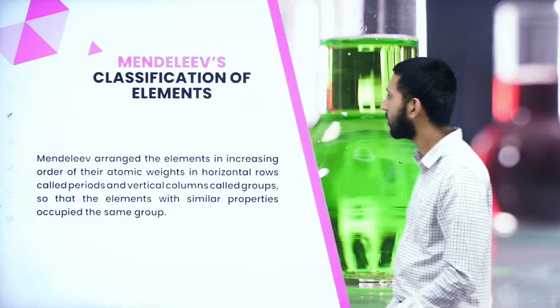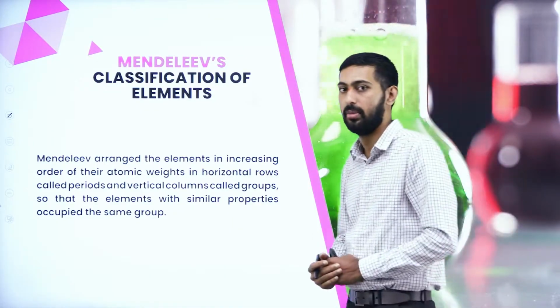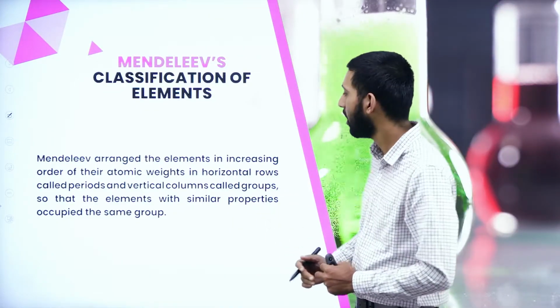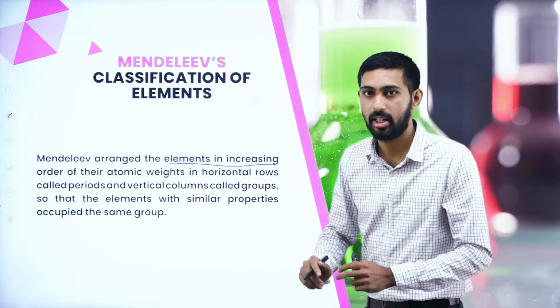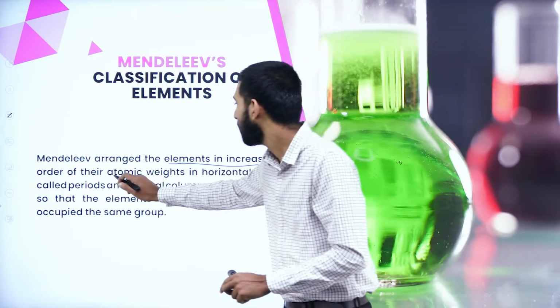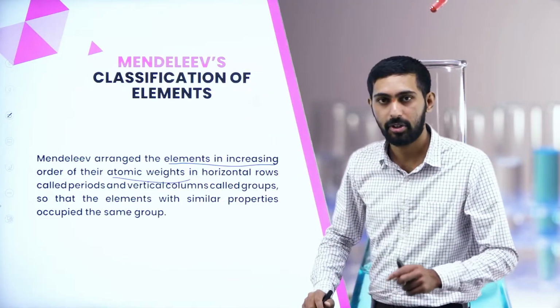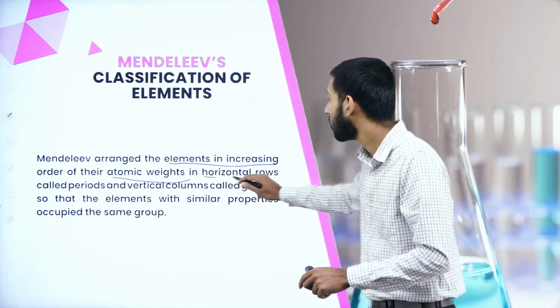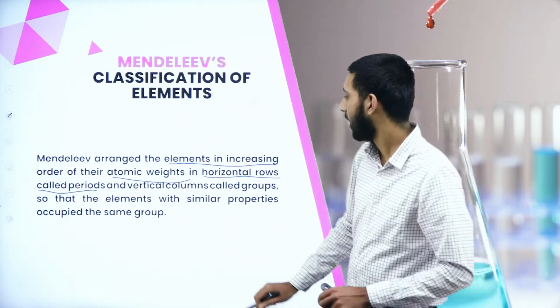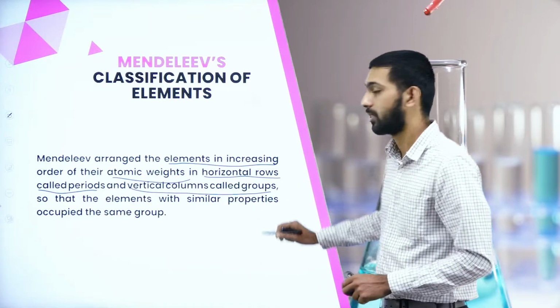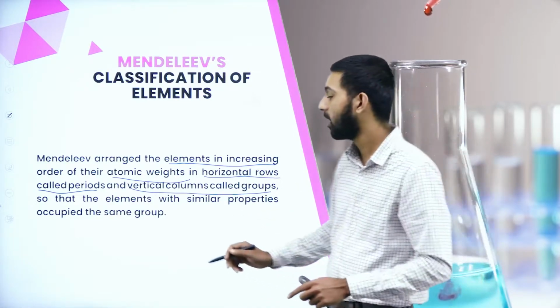Okay, next thing is Mendeleev's classification of elements. In Mendeleev's classification, Mendeleev arranged the elements in increasing order according to their atomic weight in horizontal rows. They are called periods. Next thing is vertical columns. Vertical columns are called groups.